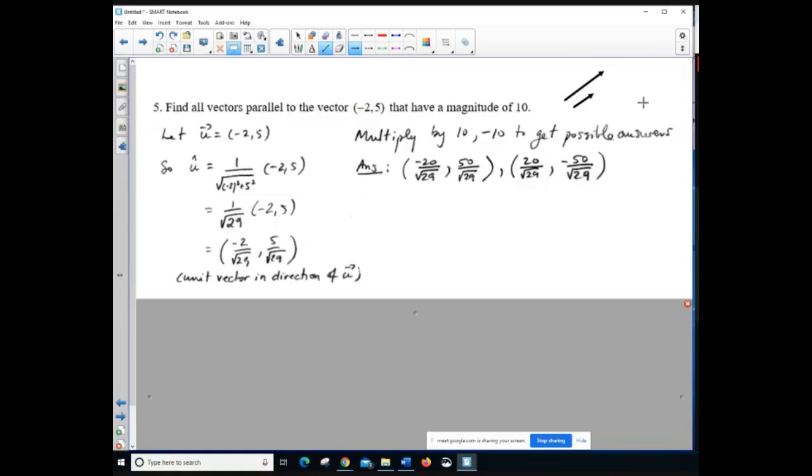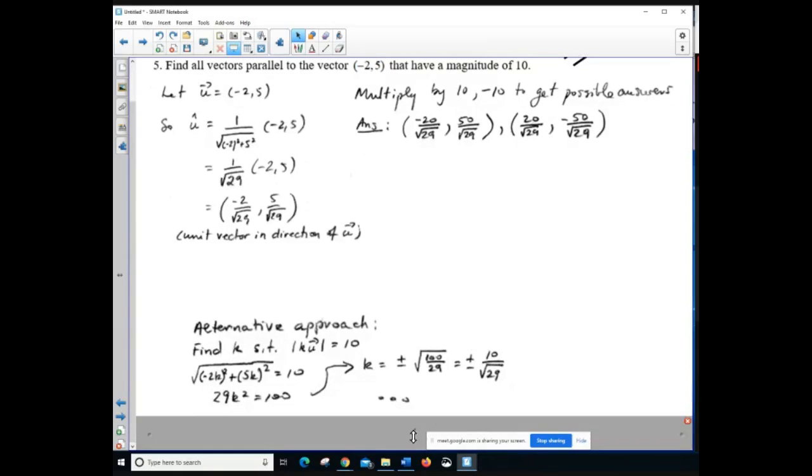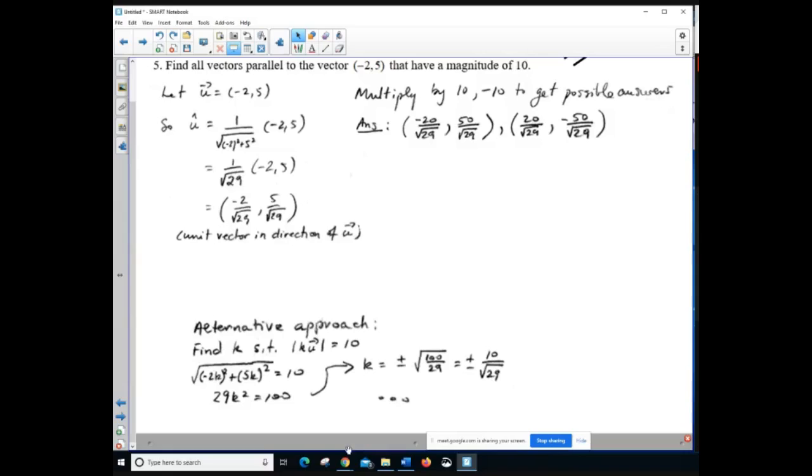Okay? So it's a nice, quick, easy way. There's not really any solving involved. But I would say the more direct way, and I don't think I did all the steps here, is to say, well, if it's parallel to (-2, 5), then it means that it's going to be of the form some constant k times u. And you need this vector to have magnitude of 10.